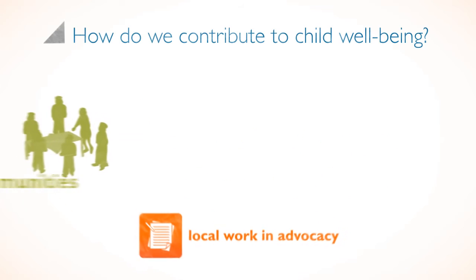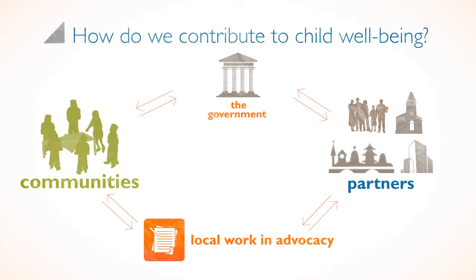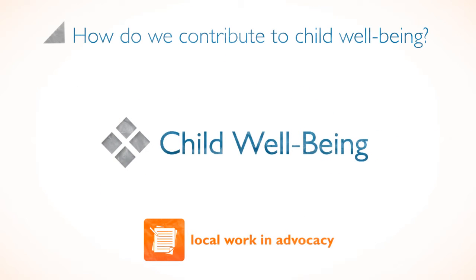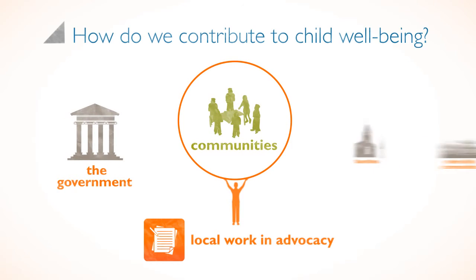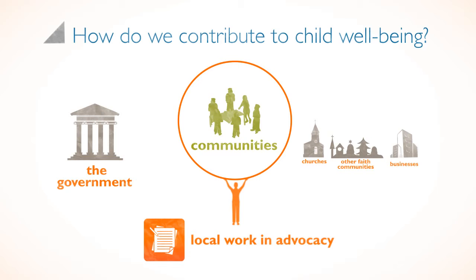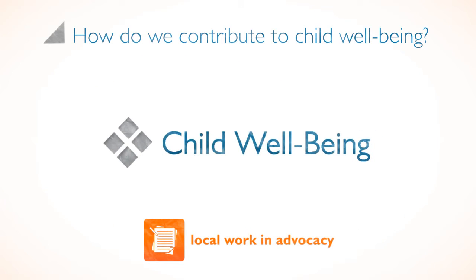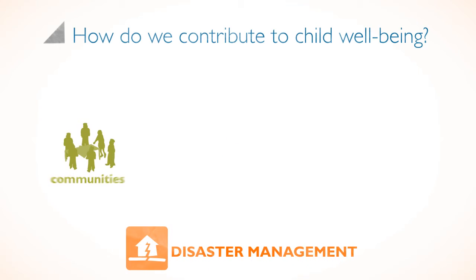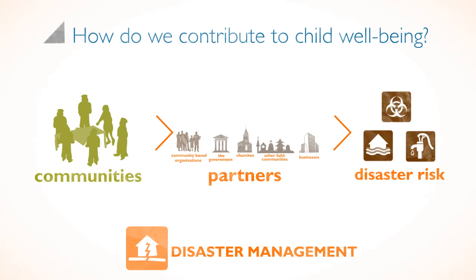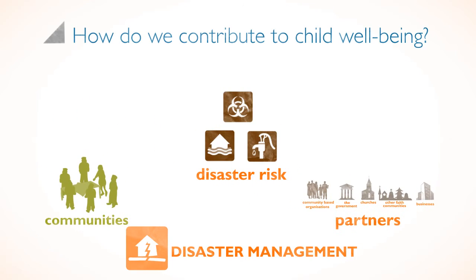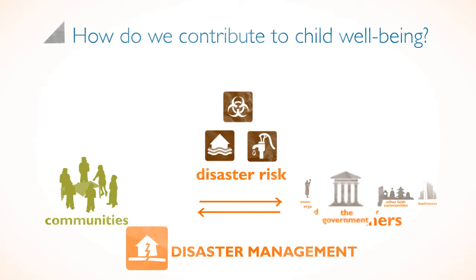Our staff supports communities and partners as they work with government and other authorities to advocate for the rights and well-being of children. We empower communities to make sure government and other authorities deliver on their promises for child well-being. We help communities and partners take ownership of a plan for reducing disaster risk. And if disaster strikes and our help is needed, we work with partners, including government, which plays an important coordinating role.